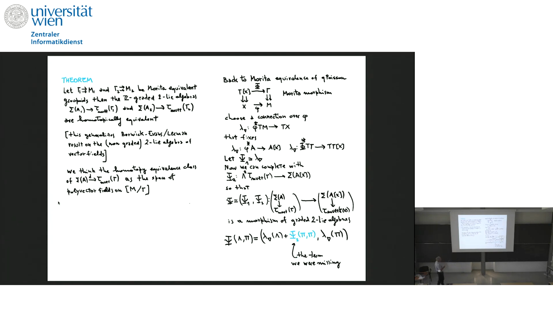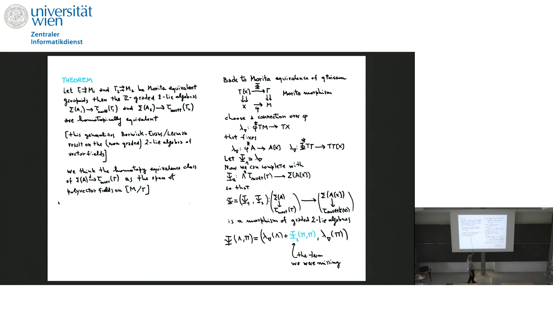Okay, so this is the main result. We want to think again of this homotopy equivalence class of these two Lie algebras as the space of polyvector fields on the stack. I'm almost done, I think. Let me just go back to our naive construction. The naive construction was for a Morita morphism. The idea was to choose a connection over phi, and then this defines the connection of the algebroid and on the groupoid. We use this to go from gamma to gamma of x, and this actually defines the first coefficient of the morphism between the two Lie algebras.